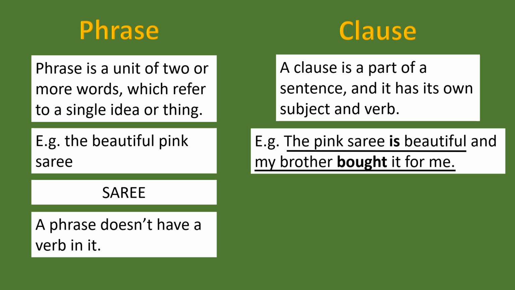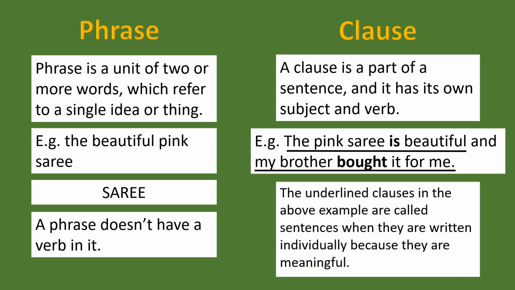Now let us consider the second part. My brother bought it for me. What is the subject here? My brother. And what verb? Bought. So this part has also got its own subject and verb. So these two can be called clauses.